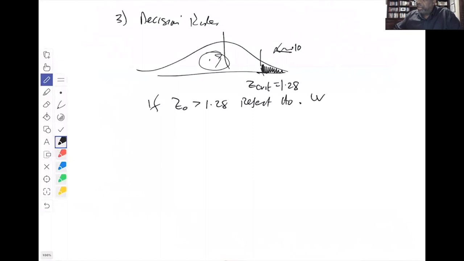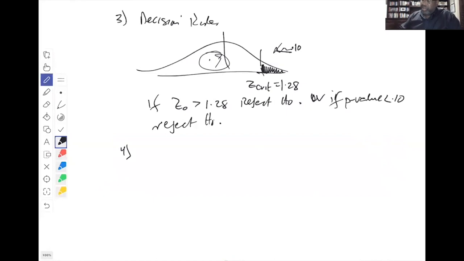Or if the p-value is less than 10%, reject H O. So I usually just put in both decision rules, one based on the p-value approach, the other one based on the classical approach. So that's step three.